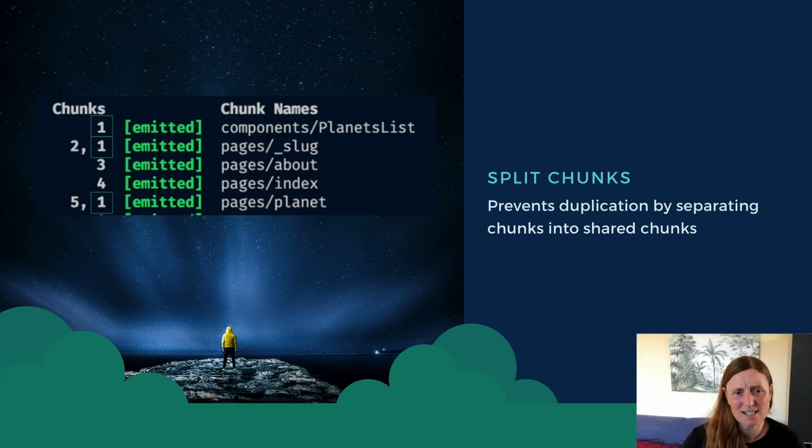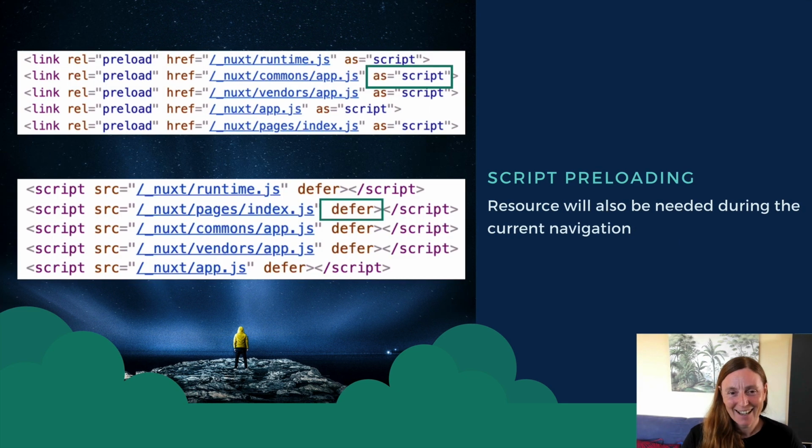So this is a little example here of the planet and how it's split up into those chunks. So this just prevents duplication with shared chunks. So again, really cool, and it's just done for you. You don't have to do anything. It just works. Oh, don't you love Nuxt?